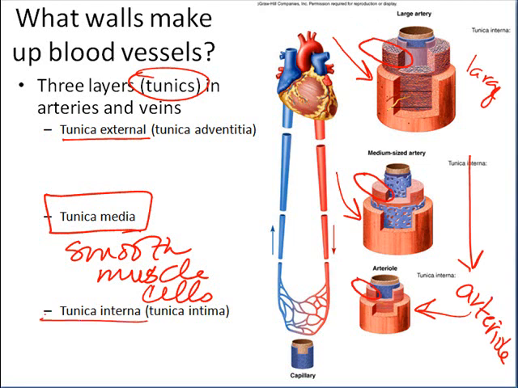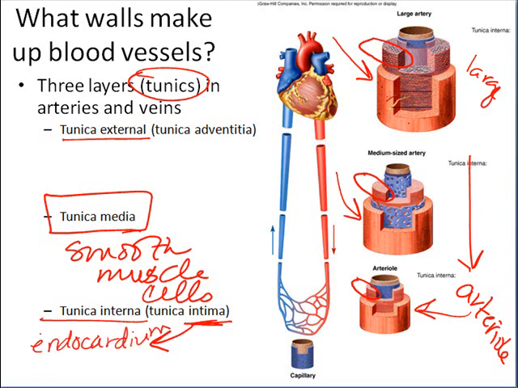The innermost layer of any blood vessel, regardless of whether it is an artery, a vein, even if it's a capillary, is called the tunica interna. Some books call it the tunica intima. Means the same thing. You'll remember from our study of the heart that this is continuous with the innermost lining of the heart called the endocardium.